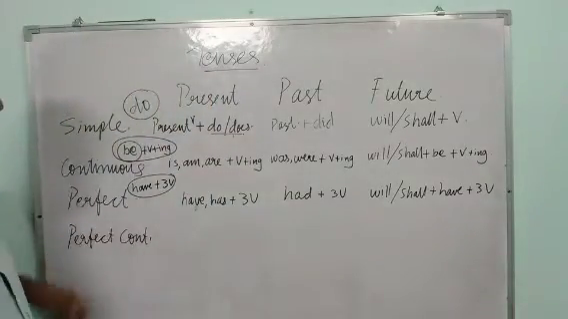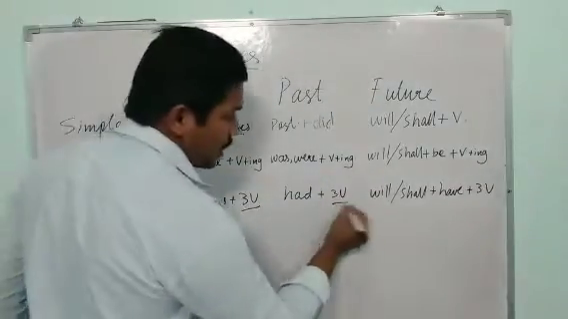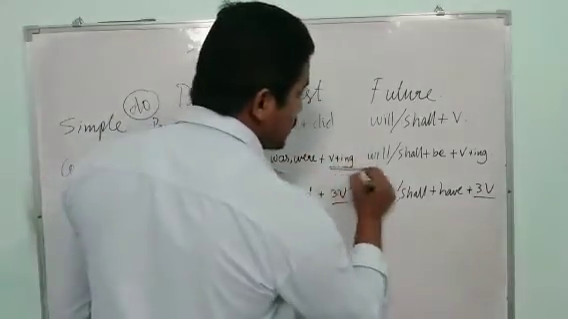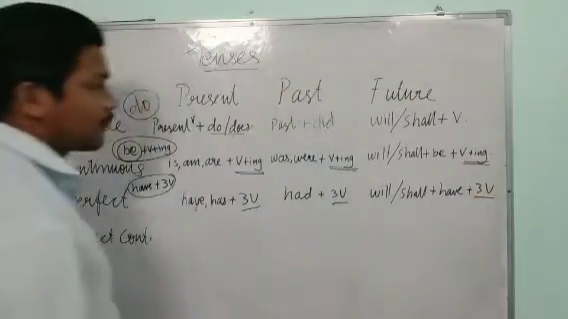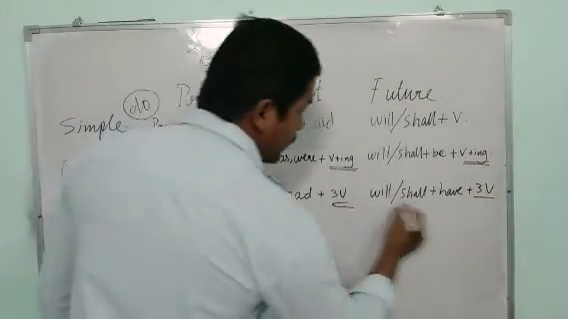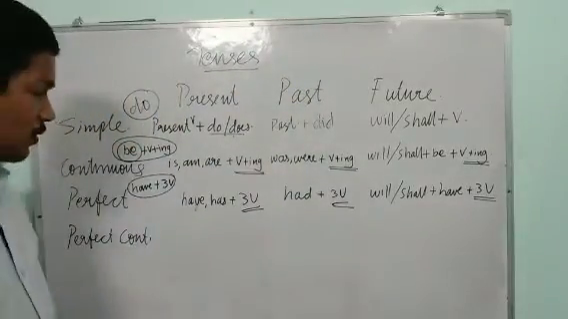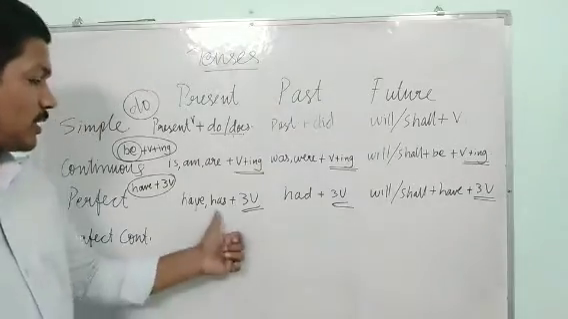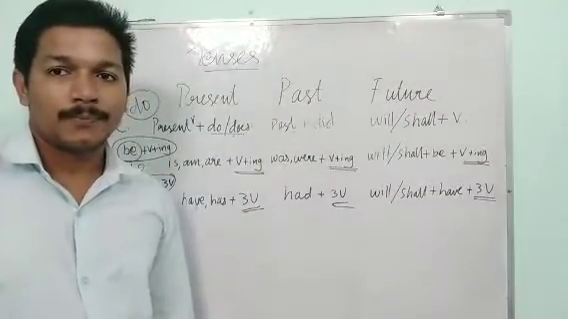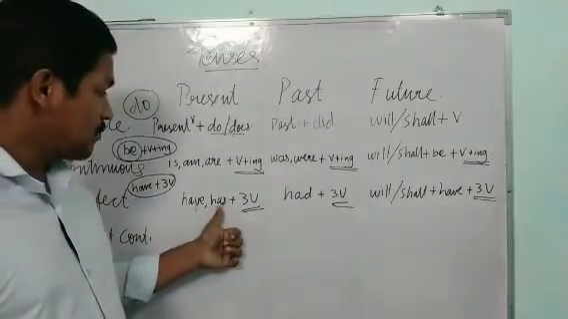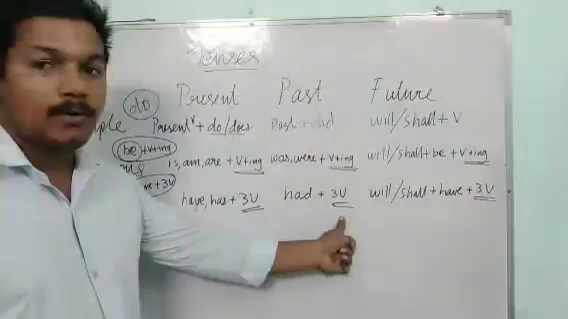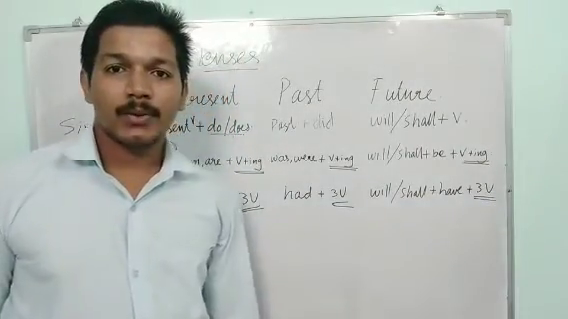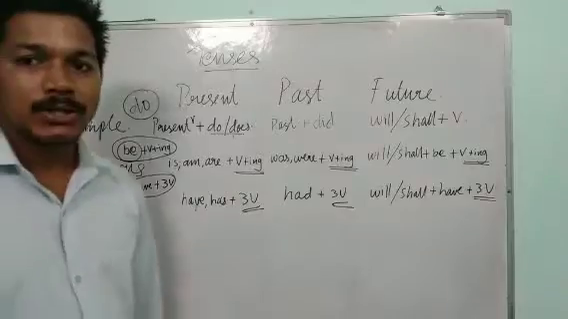Okay. So here you can understand that this 3V, the third form of the verb, is common. Earlier we studied that verb plus ing is common in all three. Here the third form of the verb is common in all. The third form of the verb will be there, as well as a have form verb. So these will be very much common. So have or has plus third form of the verb, had plus third form of the verb, and will or shall have plus a third form of the verb. This is the usage of this one.